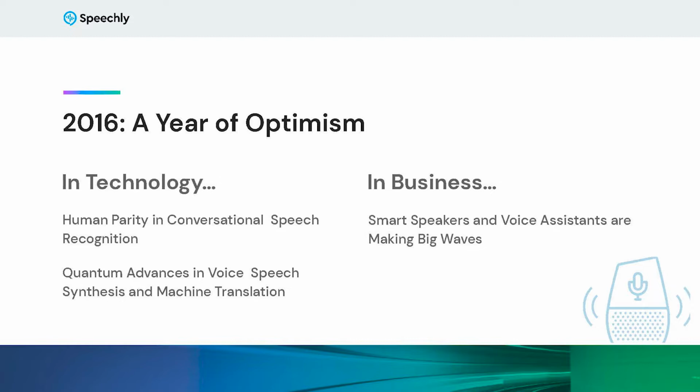We saw a lot of interesting advances on the tech side happening that year. For example, we saw speech recognition reaching human parity in some of the classic conversation speech recognition benchmarks. And then on the business side of things, we also saw platforms like Alexa taking off, and we saw Google coming out with their own smart speaker voice assistant. So all in all, there was a lot of optimism and momentum around the promise of voice technology.